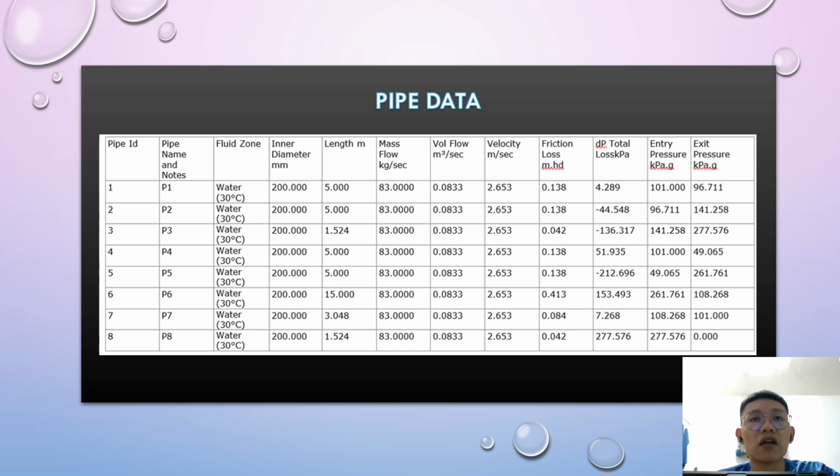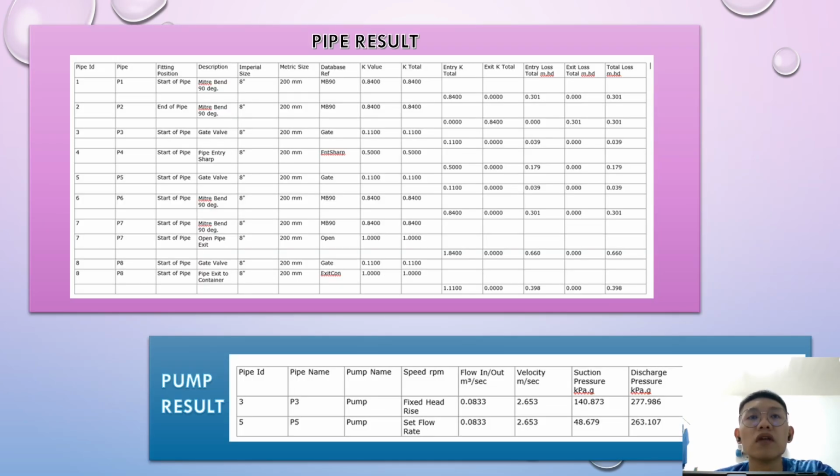So we are using different lengths of pipe. Then the mass flow in kg per second will be the same for all pipes. The volume flow in meter cubed per second will be the same for all pipes. The velocity is the same for all pipes, 2.653. So this will be the same as the calculation. And this is the pipe result obtained from the simulation. Then the pump result will also be given.